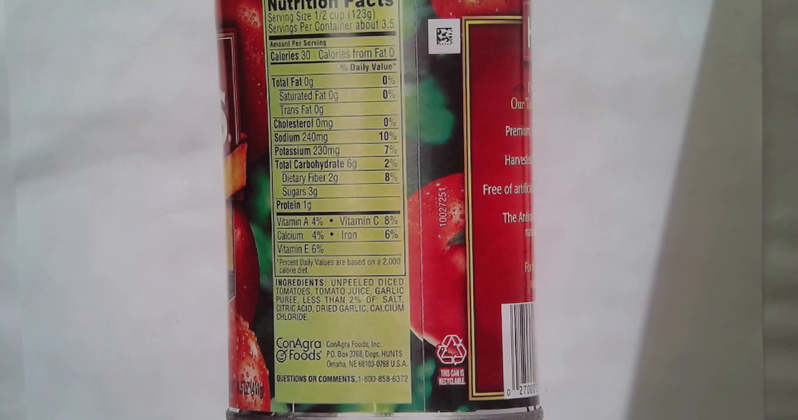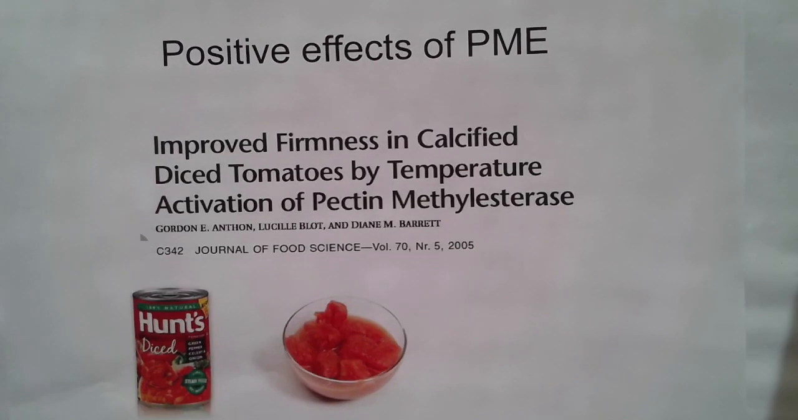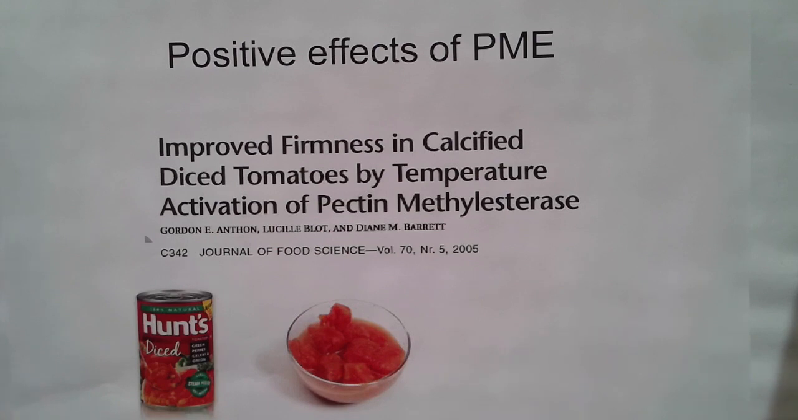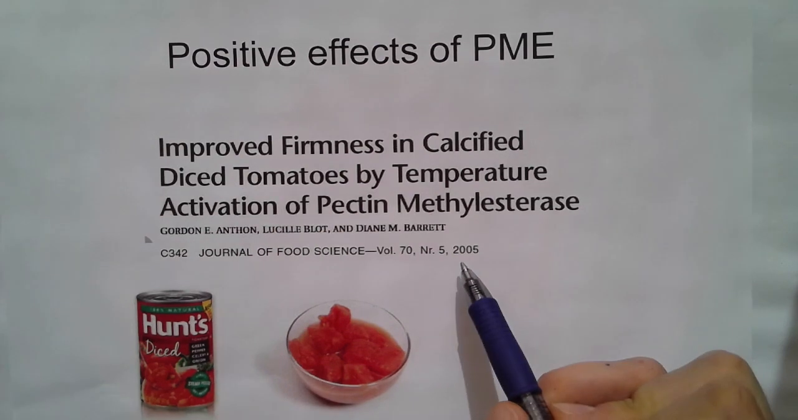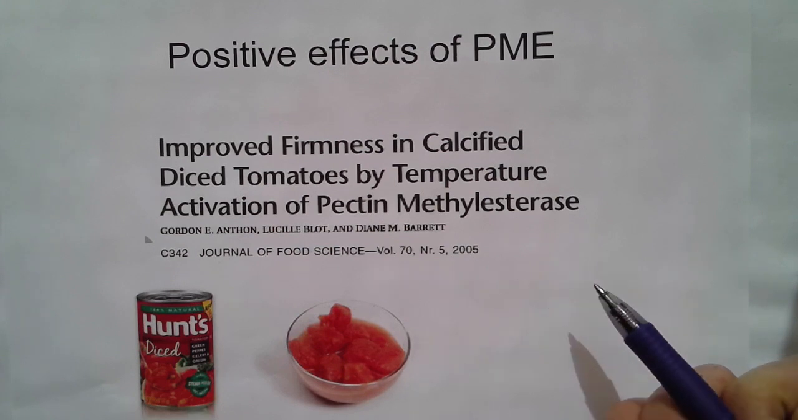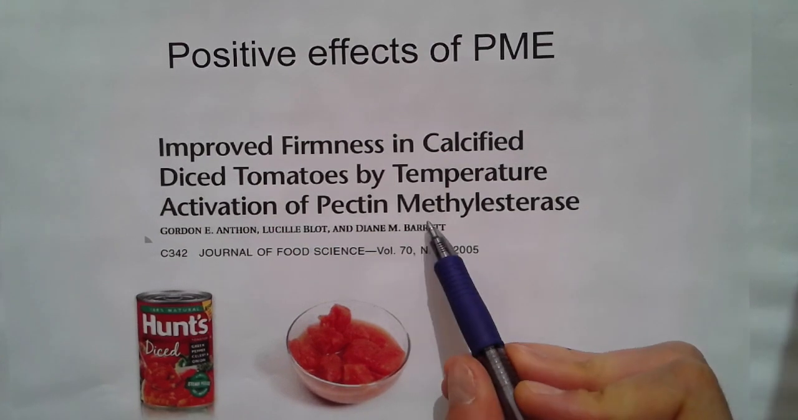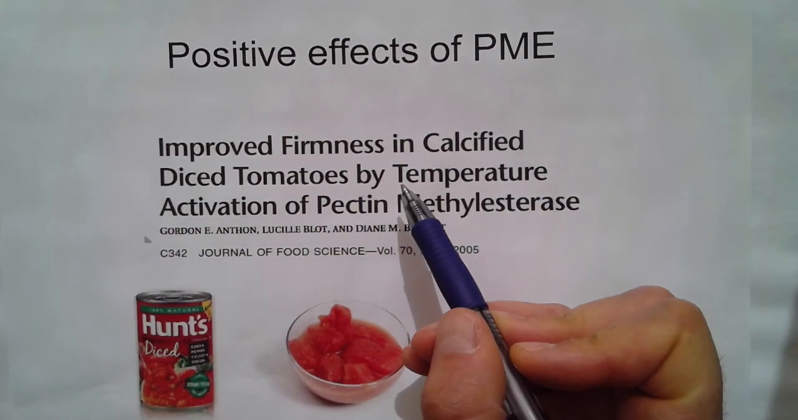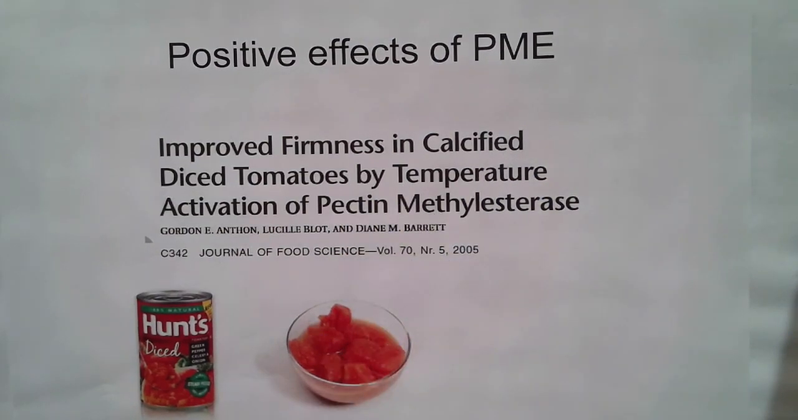charged carboxylic acid groups. So just to illustrate that this is not ancient history, this is actually relatively new science, and this is a great example of food science research. This is an article published in the Journal of Food Science in 2005, showing how PME can be activated in the presence of calcium chloride to improve the firmness of diced tomatoes.